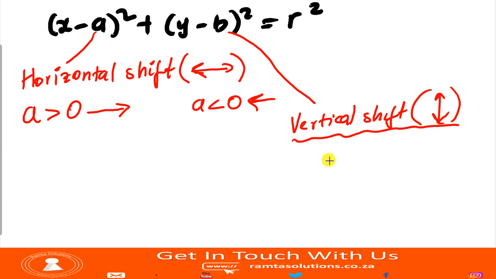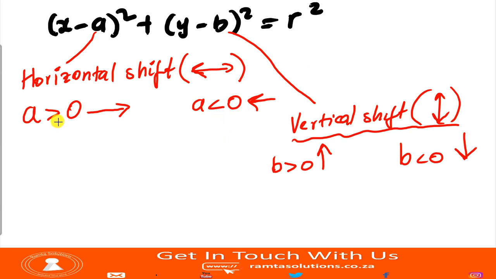Now, with this one here, we're saying when B is positive, it shifts up. When B is negative, your circle shifts down. And of course, R is your radius, so we don't have to talk about that. So these are the things that you need to know pertaining to these. If you can know this, you are good to go.